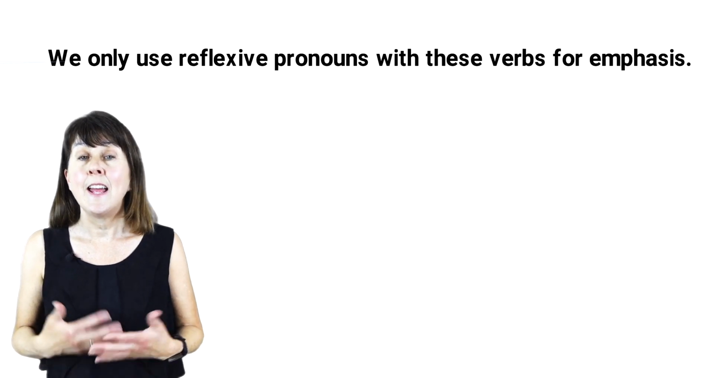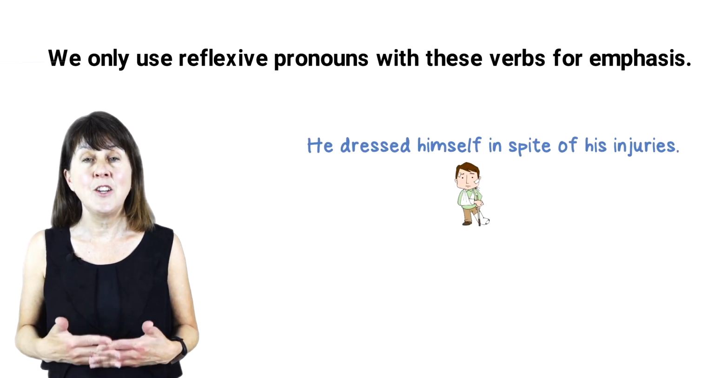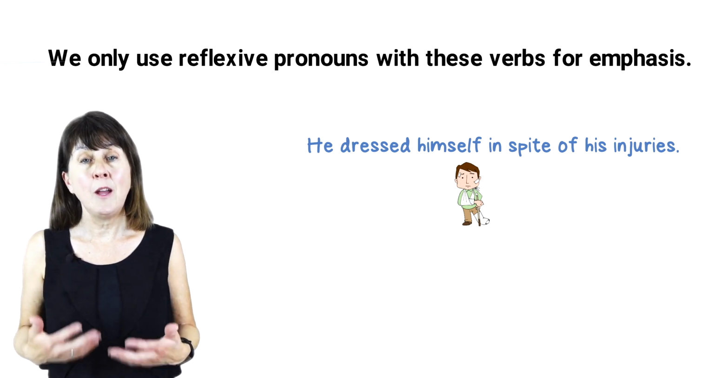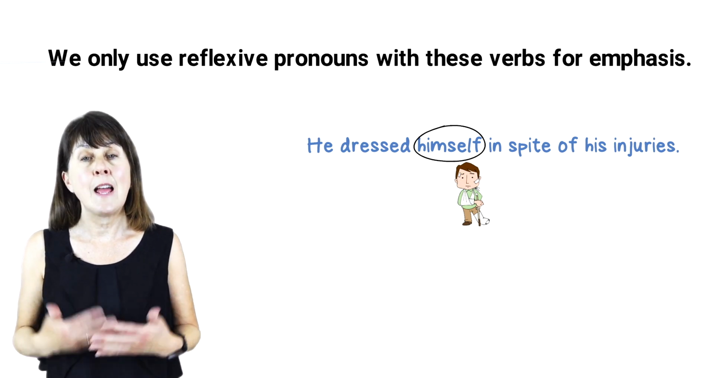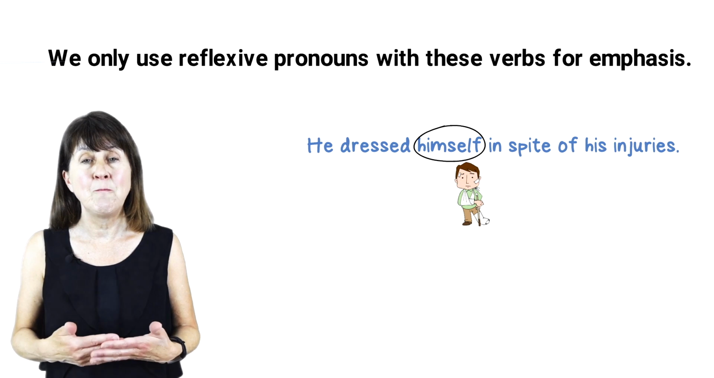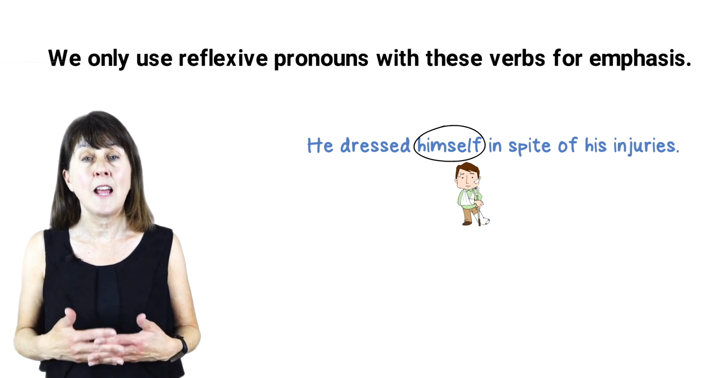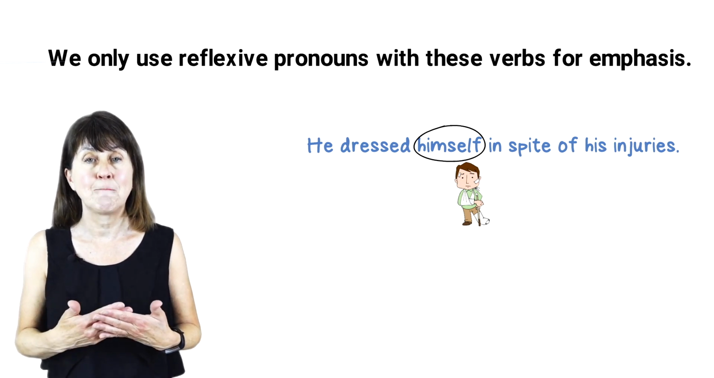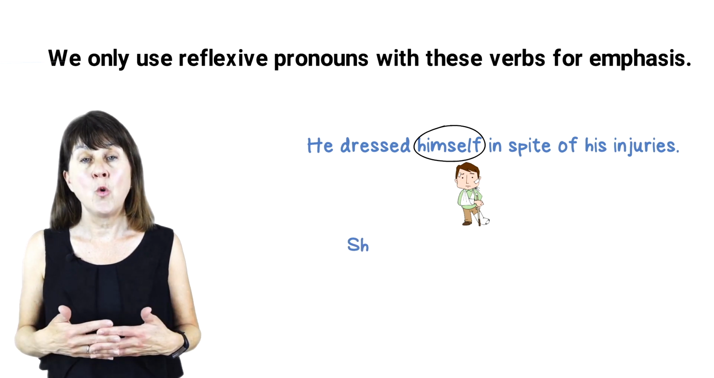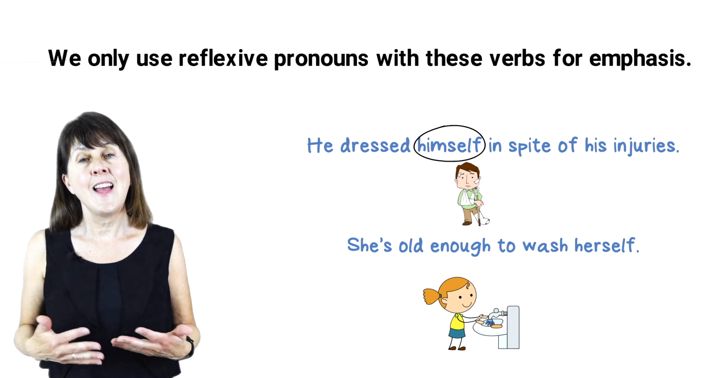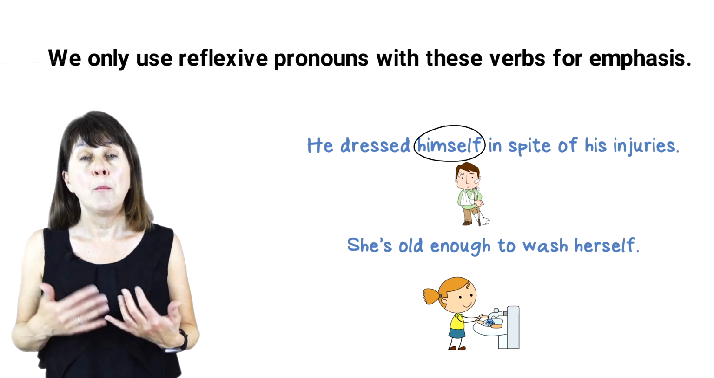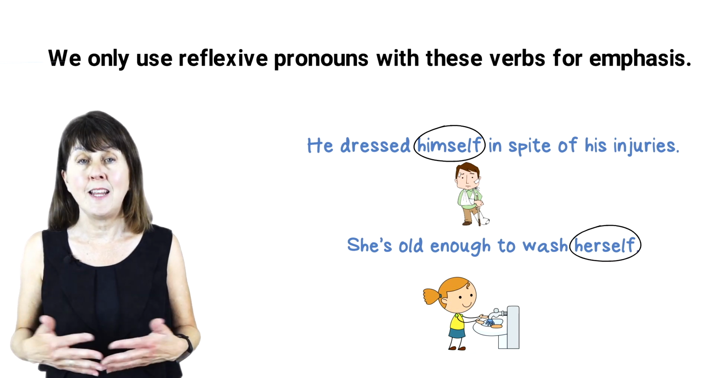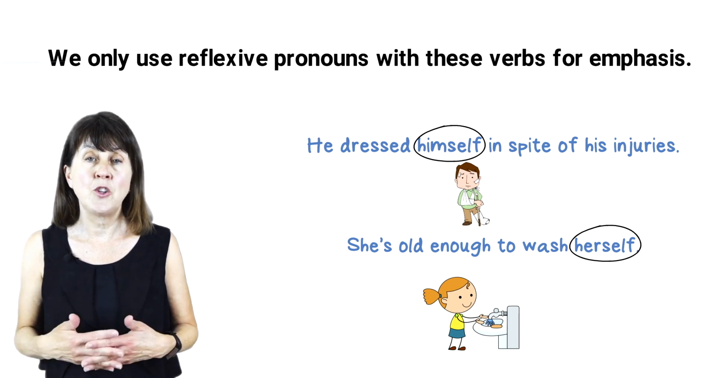Okay, so you could say, he dressed himself in spite of his injuries. It is usual to dress oneself, but here we use a reflexive pronoun because we want to emphasize that that wasn't an easy thing to do. He had injuries and yet he still was able to dress himself. So the reflexive pronoun adds emphasis. Or, she's old enough to wash herself. Again, it is usual to wash oneself, but here we're using a reflexive pronoun to emphasize her ability to be able to wash herself, even though she's not very old.